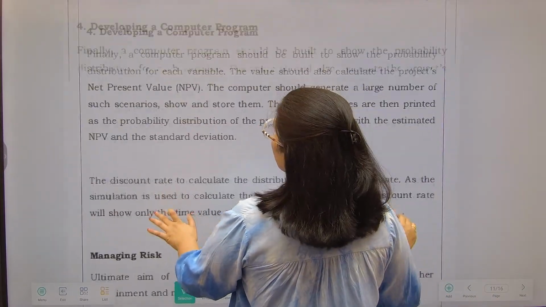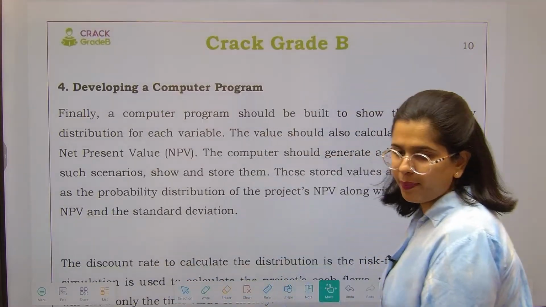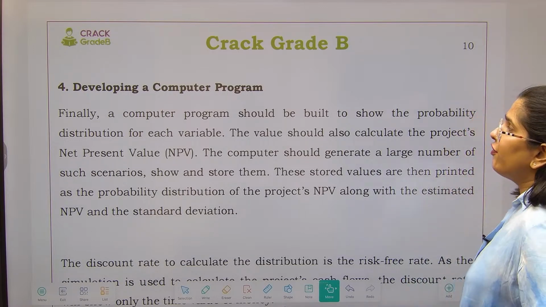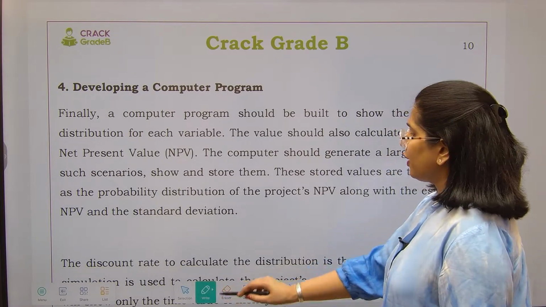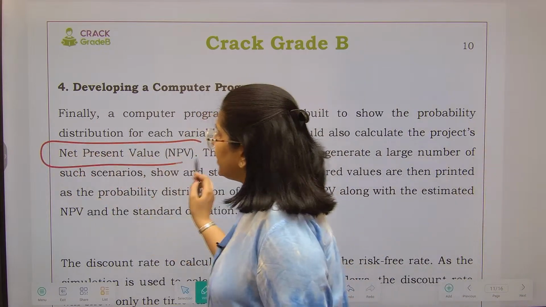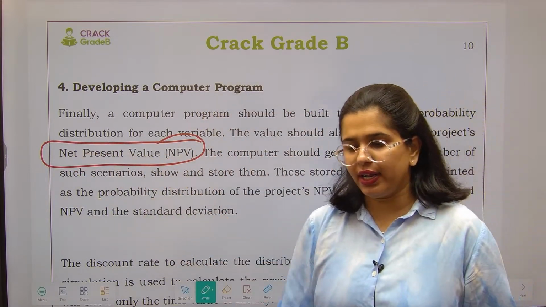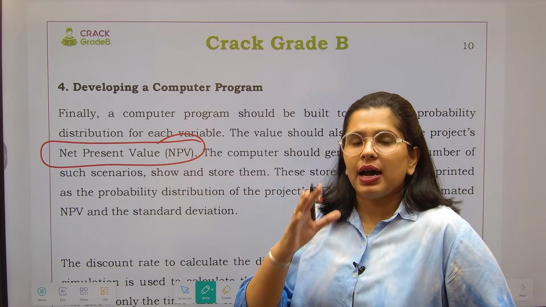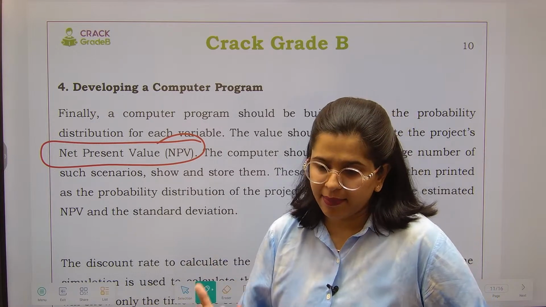Then you have developing a computer program. You have found out the variables, you have found out the interrelationship, right? And then you have also found out the probability distribution. Now finally a computer program will be built, right? And then you will be calculating what is the NPV. Finally, this is the end result that we want to calculate, that what is going to be the impact onto my benefit. Okay, मेरे पास at the end of the day what is something that I am getting in my hand.